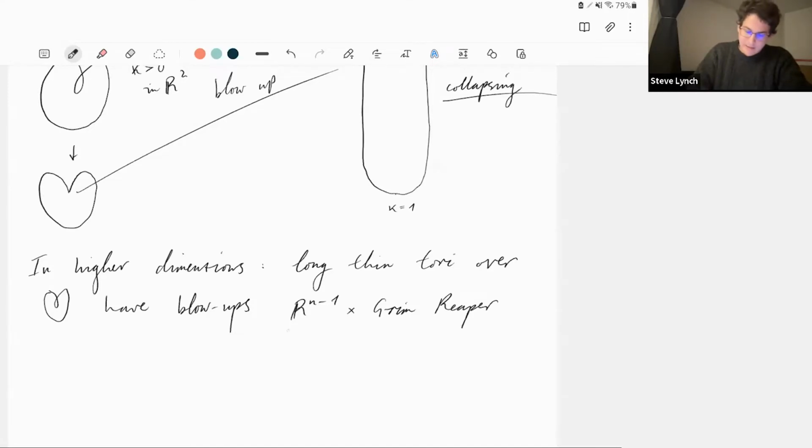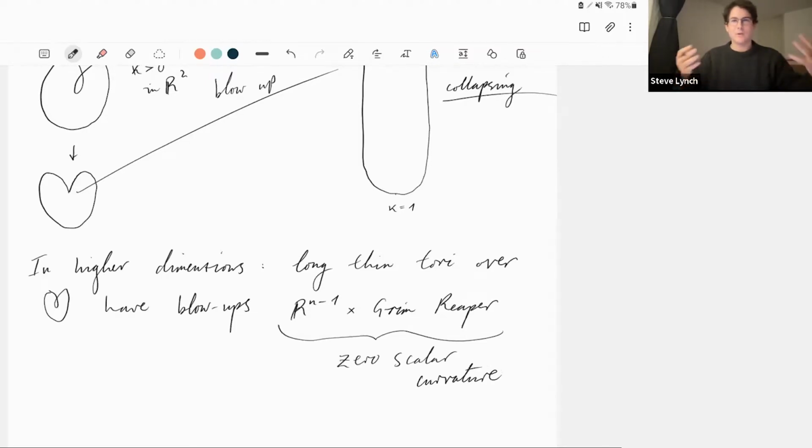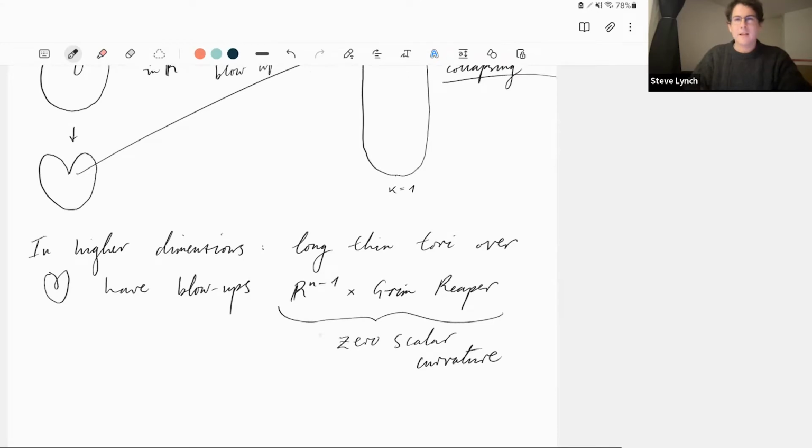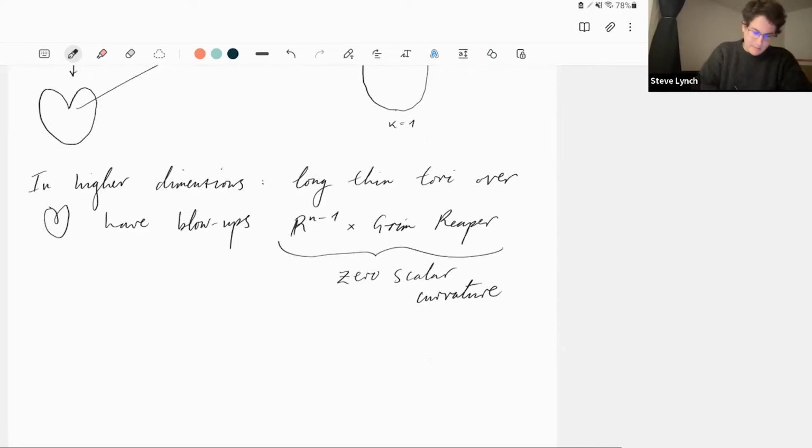And the thing to notice is that all of these examples that I've written down have zero scalar curvature, because they only have one non-zero principal curvature. In order to have any scalar curvature, you need at least one product of principal curvatures which is non-zero. Naively, this might lead you to conjecture that if you assume positive scalar curvature, then you actually do get non-collapsing of blow-up limits. Maybe in some sense, these examples are the only thing that can go wrong. And this is exactly what we were able to verify.